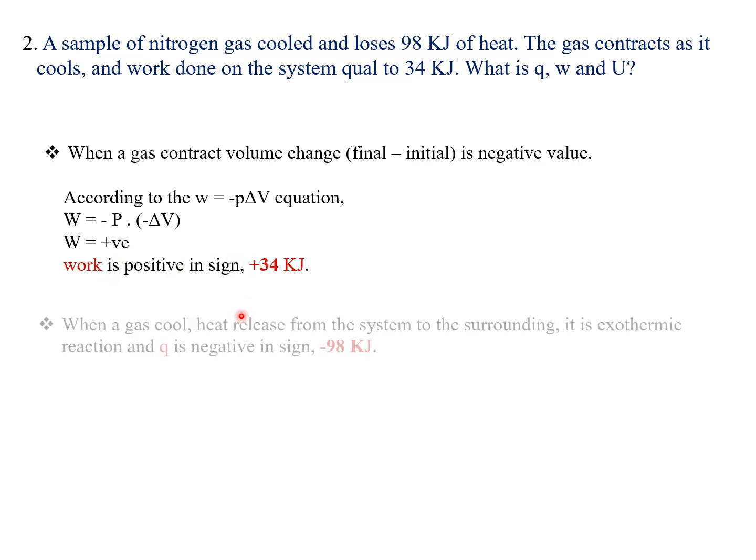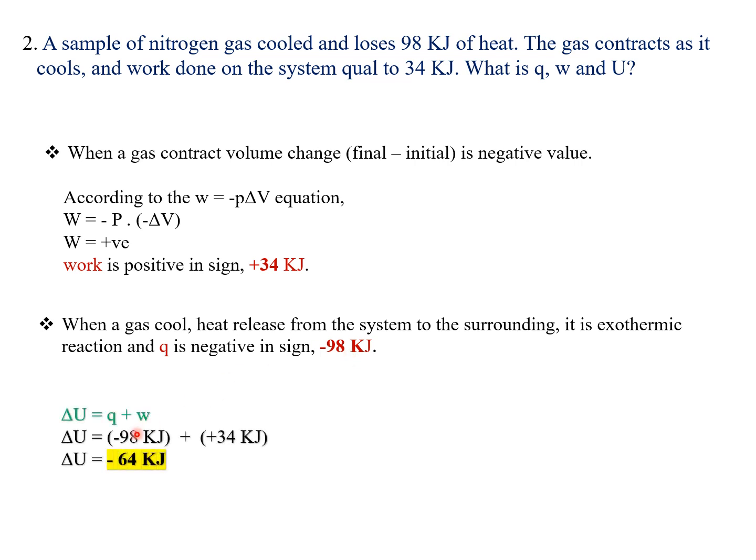And then the Q value is negative 98 kilojoules. The reason is it says the gas cooled and lost heat 98 kilojoules. So heat release is negative 98. It's an exothermic process. Now we know the work is plus 34 and the Q value is negative 98. Let's apply delta U equals Q plus W to calculate delta U, the internal energy change. So Q plus W, the difference is negative 64 kilojoules should be our answer.